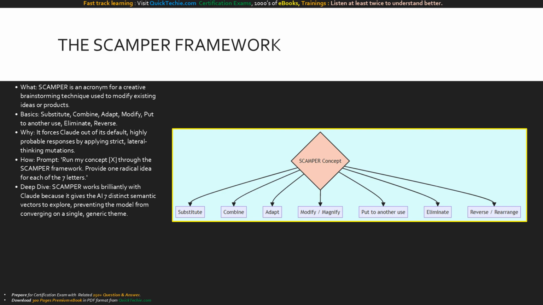Scamper is a legendary innovation technique that stands for substitute, combine, adapt, modify, put to another use, eliminate, and reverse. Why is this so effective with Claude? Because LLMs are designed to predict the most likely next word. We want the unlikely words. Scamper forces Claude to mutate your idea in 7 completely different, lateral directions.